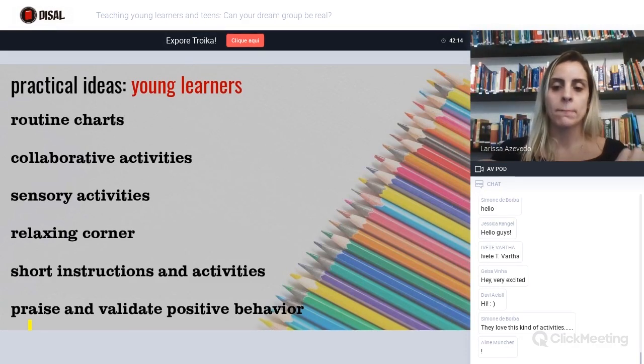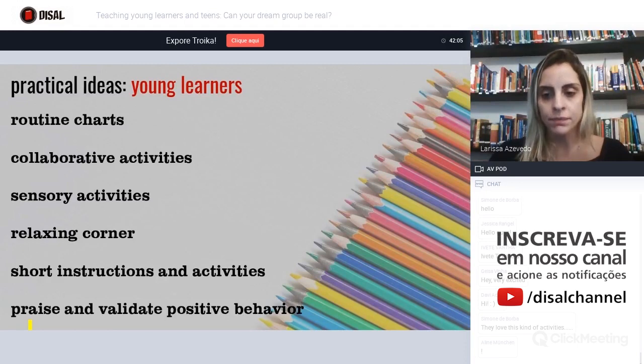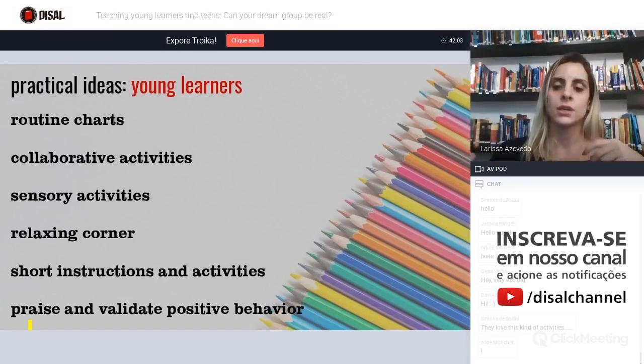So a way of breaking this whole activity into smaller steps is tell them to draw, allow them some minutes. When they finish drawing, now you're going to color. When they finish coloring, then you tell them to cut it out. And finally, you let them know they should glue it.